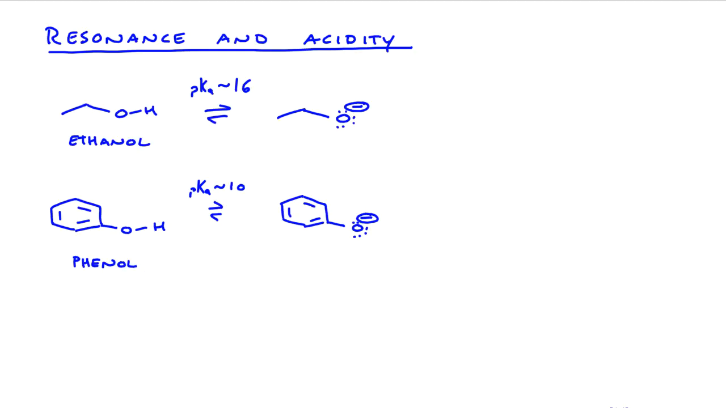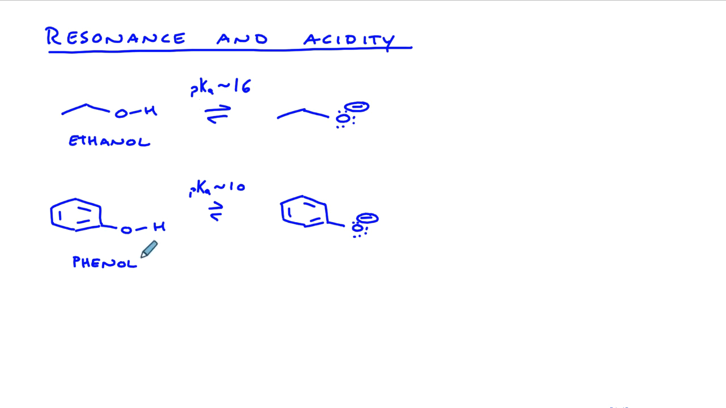Let's now use our understanding of resonance and remember that resonance is a stabilizing phenomenon to try to answer the following question regarding acidity of an organic molecule. Right here on top we have ethanol, and we can see that deprotonation of that ethanol can occur, and the pKa associated with that deprotonation is 16.